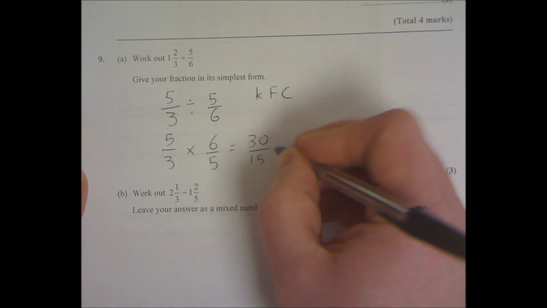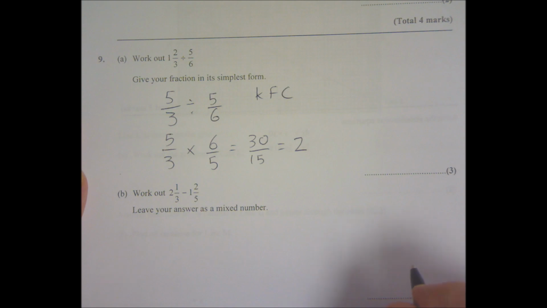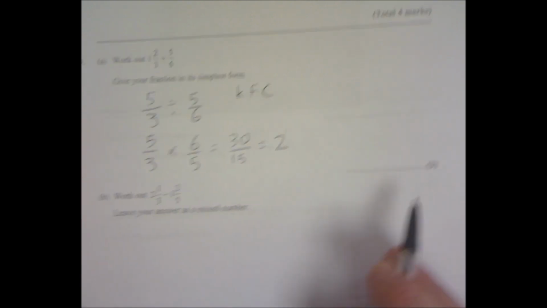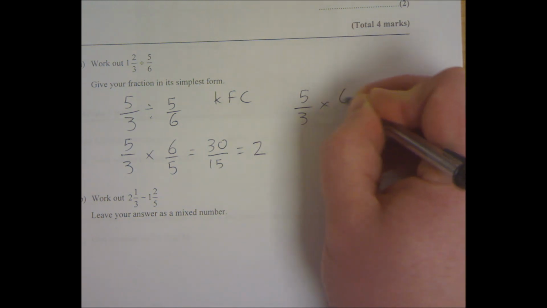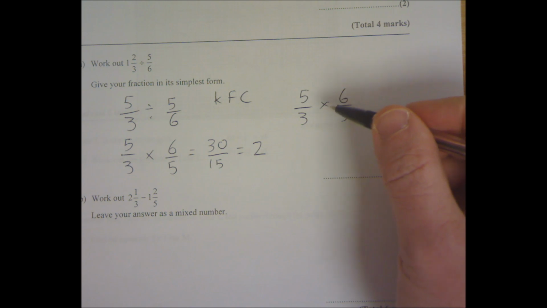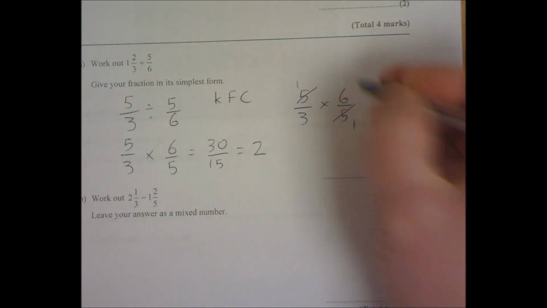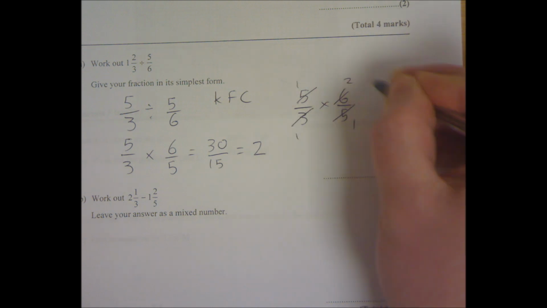I could have got that a lot quicker if I'd simplified it in the question. So we've got 5/3 times 6/5. I could have divided top and bottom by 5, so those two divided by 5 is 1. Divided 3 and 6 by 3, so we've got 1 and 2. 1 times 2 is 2. 1 times 1 is 1. 2 divided by 1 is 2. So do look out to see if you can simplify it.